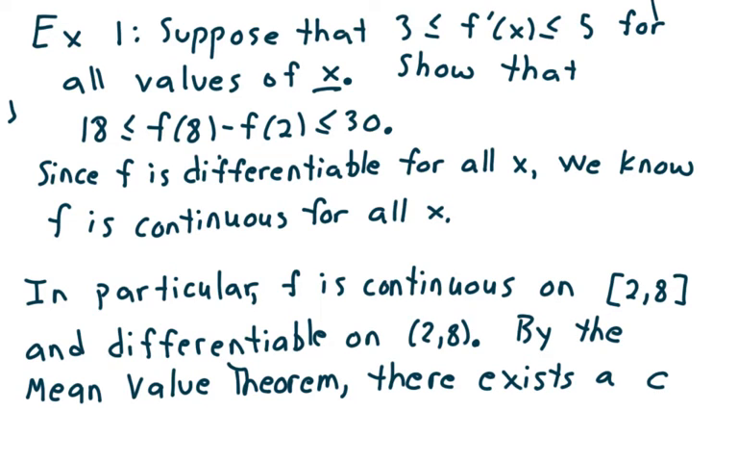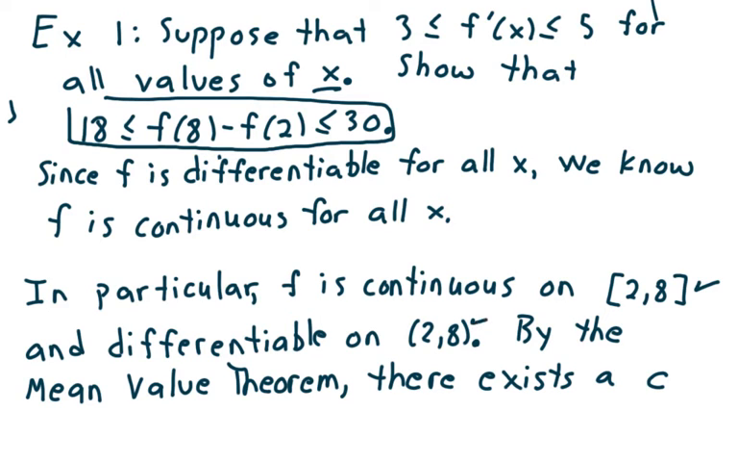And so, since f is differentiable for all x, we have a theorem that says f is continuous for all x. In particular, I'm looking at what we're trying to prove. And we're trying to prove that f of 8 minus f of 2 is between 18 and 30. So f is continuous on the closed interval 2 to 8, and it's differentiable on the open interval from 2 to 8. So I'm looking at those values of x inside that interval.